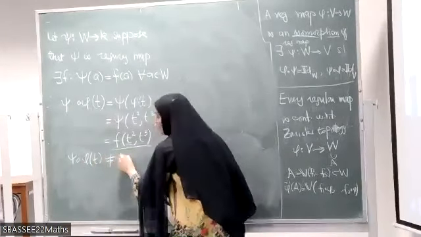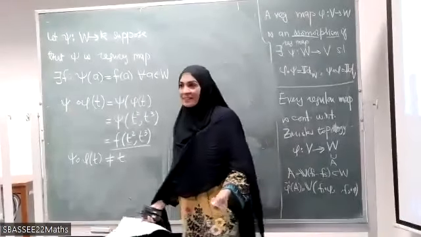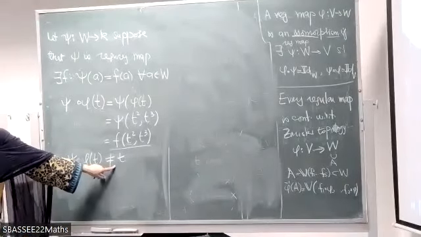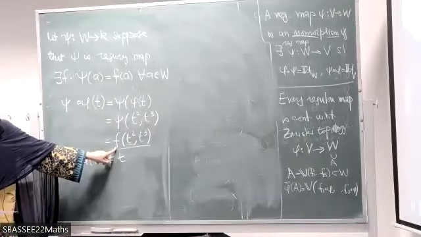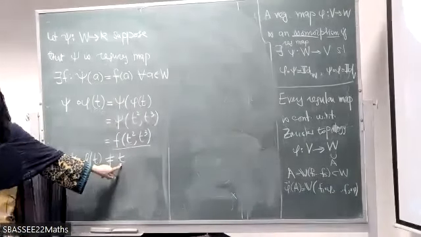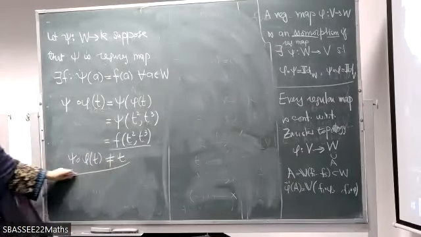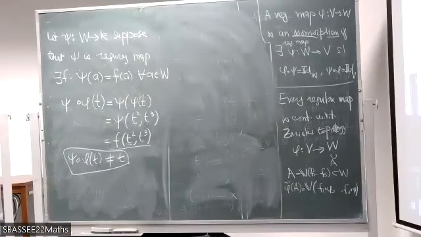cannot be equal to t. If I'm saying that this is an inverse of that map, then it must satisfy this condition. But from this calculation, we can see that this can never be t at any cost. So that's why this will never be t, so this phi cannot be an isomorphism.